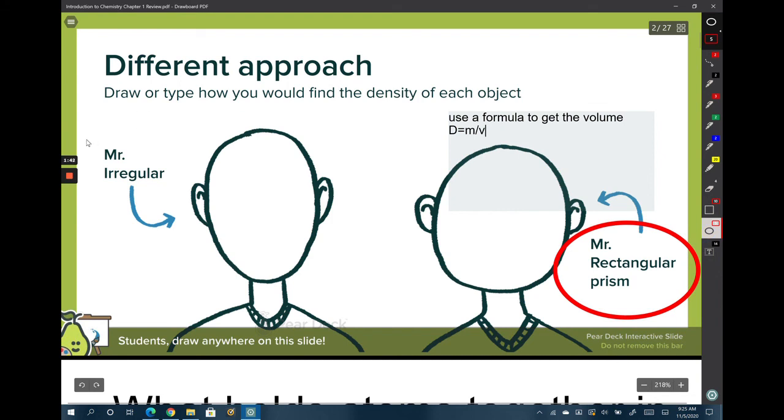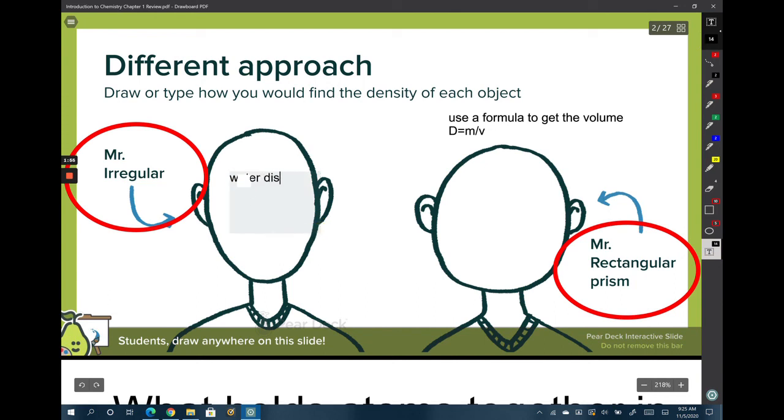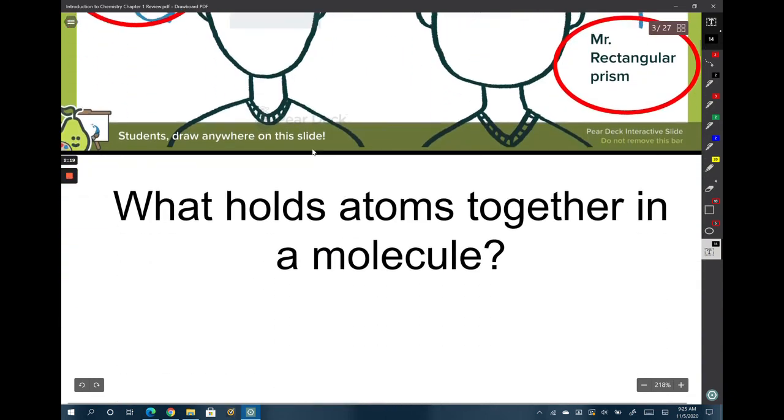If it is an irregularly shaped object, we're still going to do the density equals mass divided by volume, but in this case, in order to get the volume, we're going to use water displacement. So the difference basically is that for an irregularly shaped object, you will use water displacement to get the volume. For a rectangular prism, you will use a formula to get the volume. But in both cases, you will still use density equals mass divided by volume.